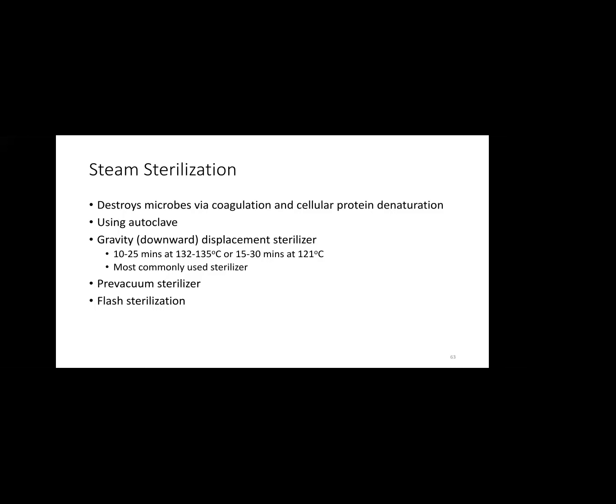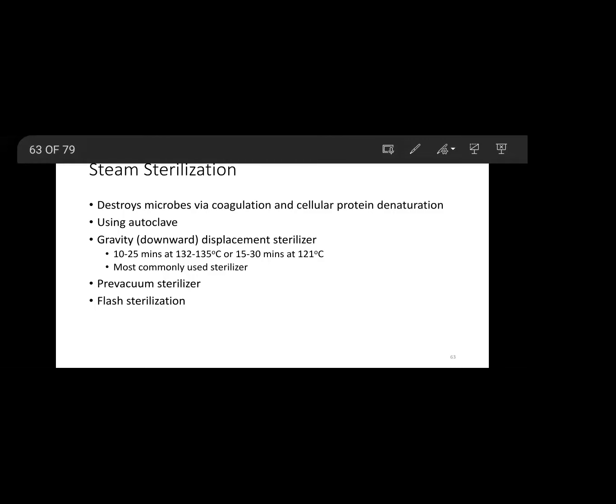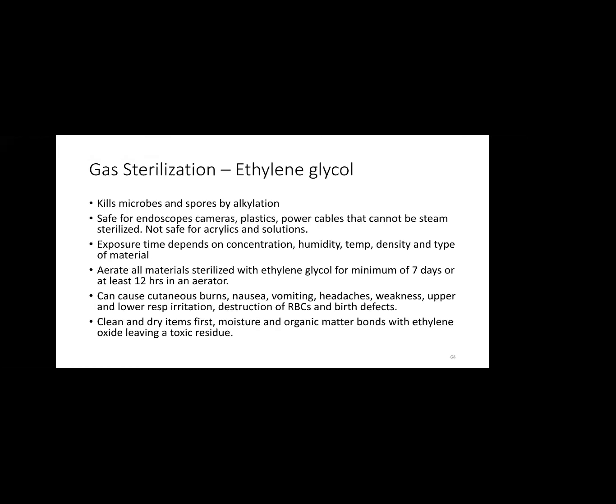Then we've also got the gravity downward displacement sterilizer. This one works in the same way, for about 10 to 25 minutes at around 132 to 135 degrees, or at 121 degrees for 15 to 30 minutes. We've also got the pre-vacuum sterilizer or flash sterilization. All these fall under steaming types of sterilization. We've also got gas sterilization.